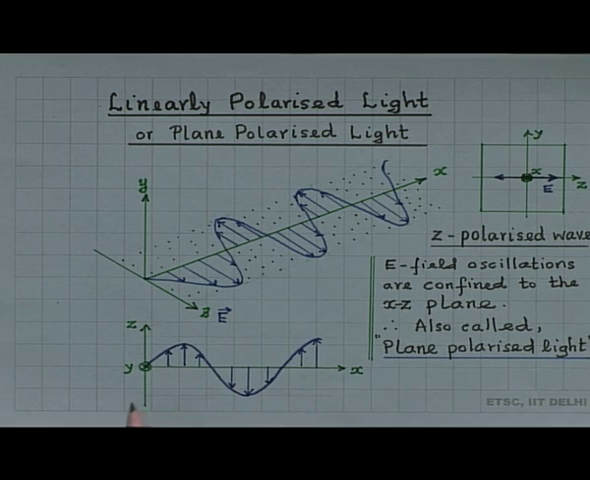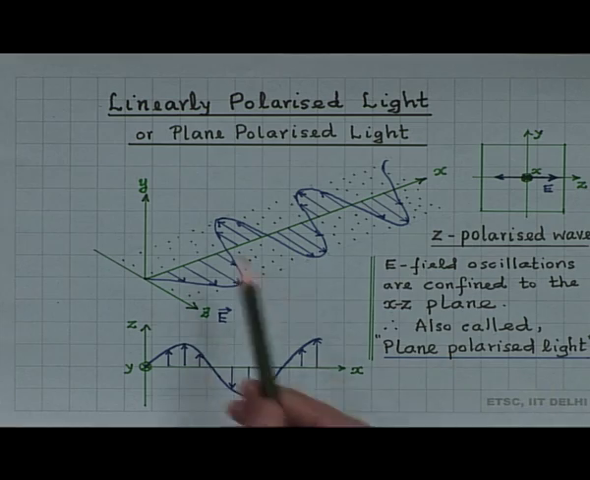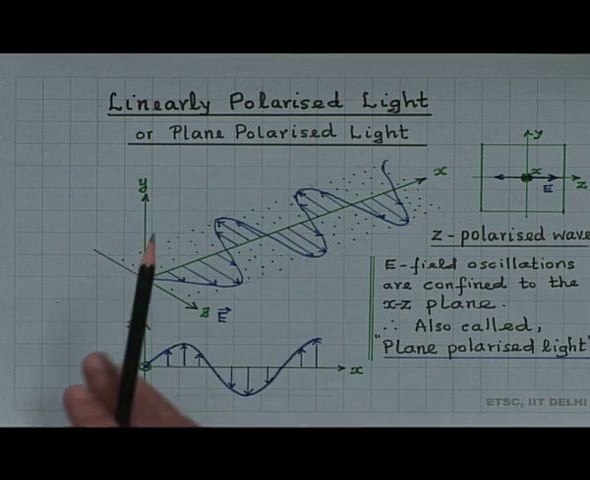And what we see is the variation of the electric field, and the electric field is confined to the xz plane, and therefore, linearly polarized light is also called plane polarized light. The E field oscillations are confined to the xz plane in this wave here. This is the 2 dimensional picture, and then these are called plane polarized light, and therefore, linearly polarized or plane polarized mean the same thing.